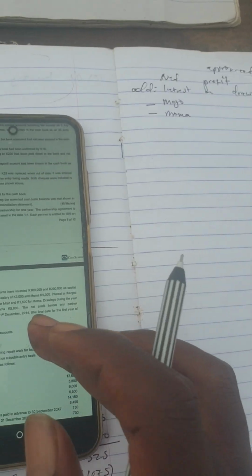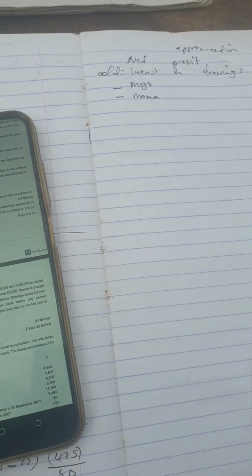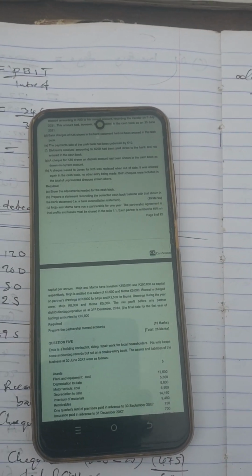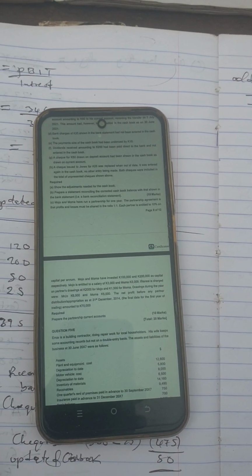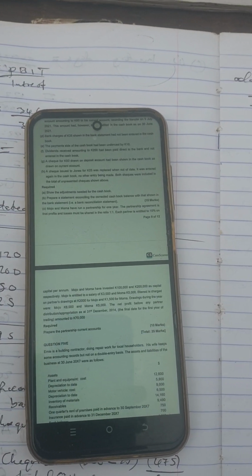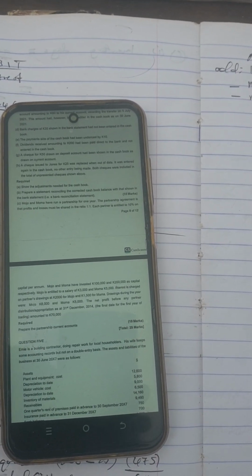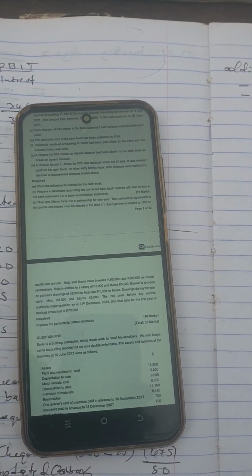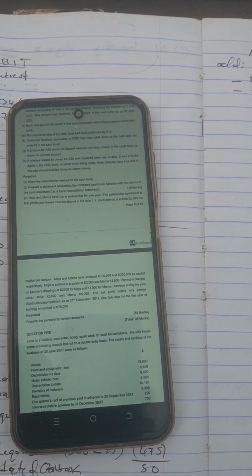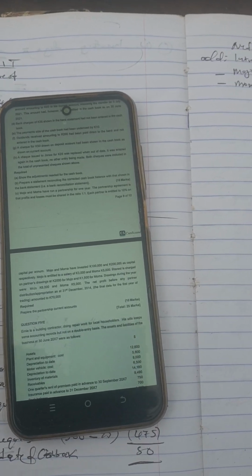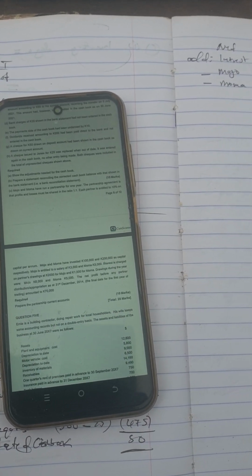Okay, so the question was saying Mojo and Moma have run a partnership for 1 year. The partnership agreement is to share their profits in the ratio of 1:1, that is half. Each partner is entitled to 10% on the capital per annum, interest on capital per annum. Mojo and Moma have invested 100,000 and 200,000 as capital respectively. Mojo is entitled to a salary of 3,000, and Moma 5,000. Interest is charged on partners' drawings at 2,000 and 1,500.